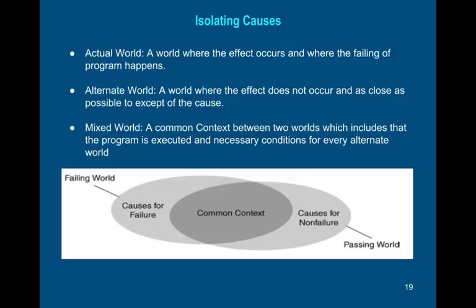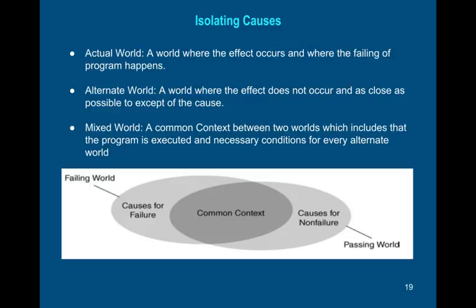Isolating causes. Actual world. What is the actual world? The actual world is a world where the defect occurs and where the failing of the program happens. So now we need to make an alternate world, where the effect does not occur, and is as close as possible to the actual world except for the cause.